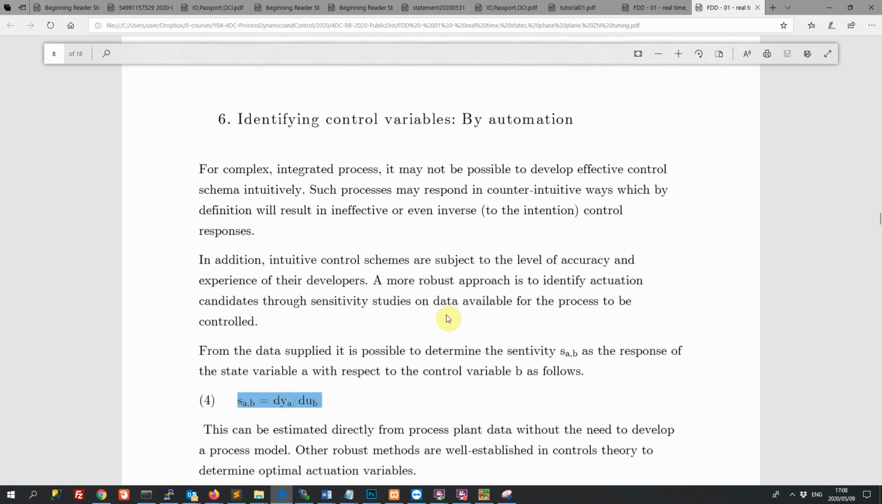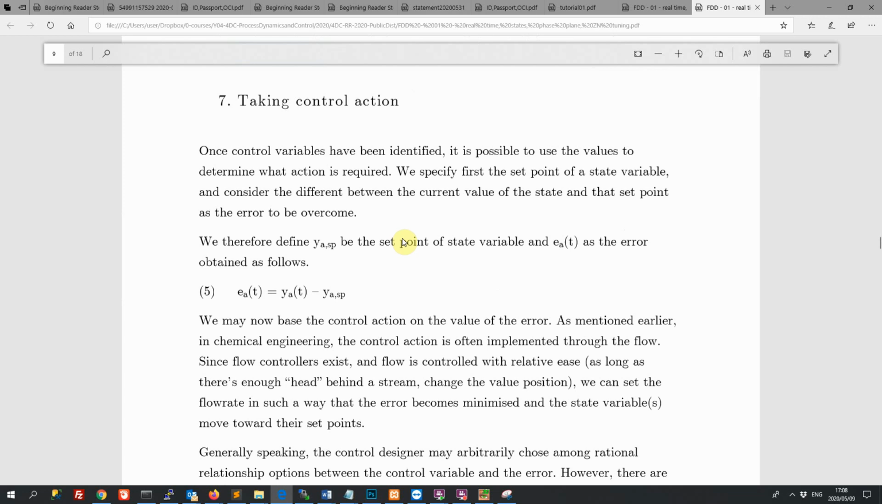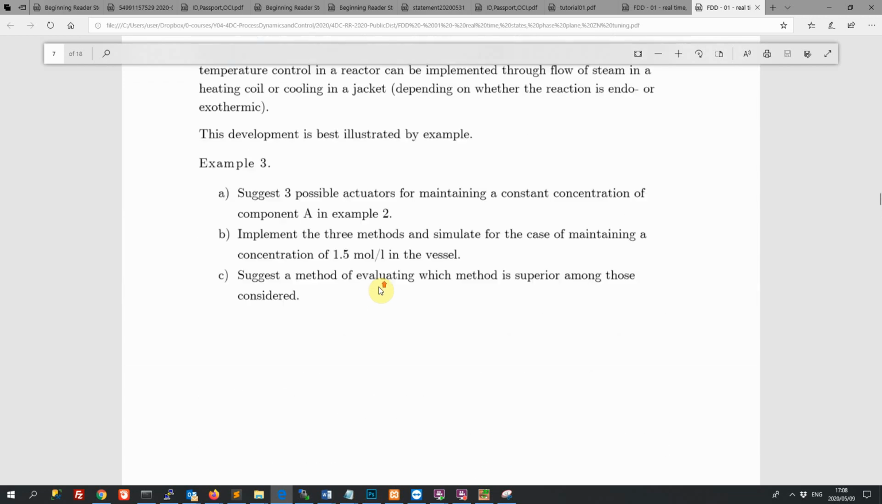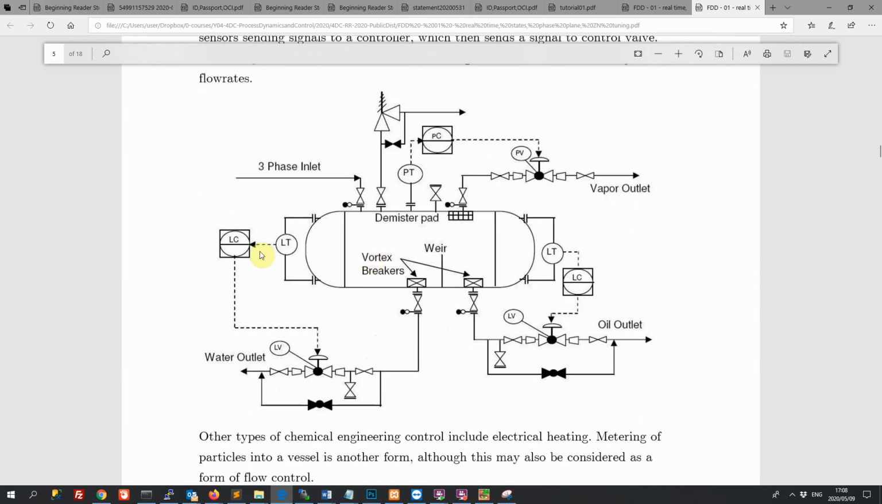So that's how we can identify control variables. Then we will come back to this in detail. So we want to take some control action. We want to change a flow rate based on what the state is in the system. So for our example here, if there's a large difference between the set point and the current level in the tank, then we want to take more control action, right? Let's say the level was much higher than the level we wanted, then we might apply a high exit flow rate from here.